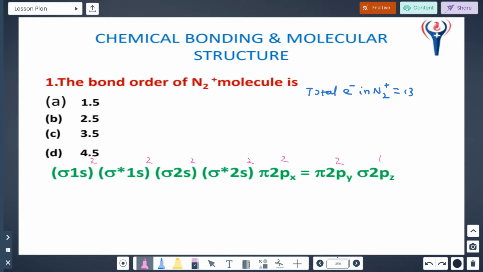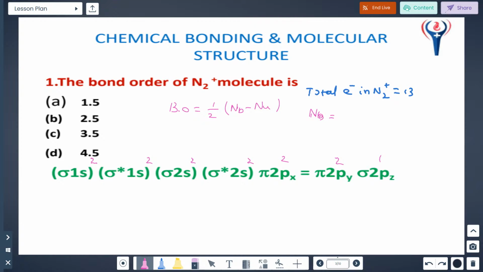Then the bond order formula is: bond order is equal to 1 by 2 into N of B minus N of A. This is the formula. N of B is the number of electrons in bonding molecular orbitals.